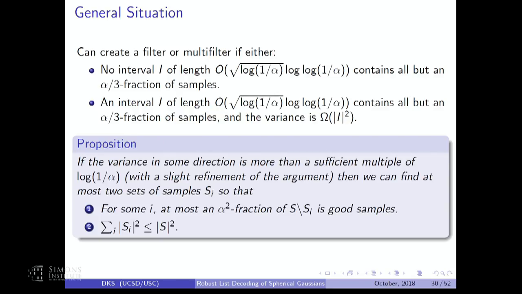We can find at most two sets Si, such that for at least one of these sets, at most an alpha squared fraction of the points that we threw out were good. And furthermore, the sum of the squares of the sizes of these sets is at most the squared size of the original.